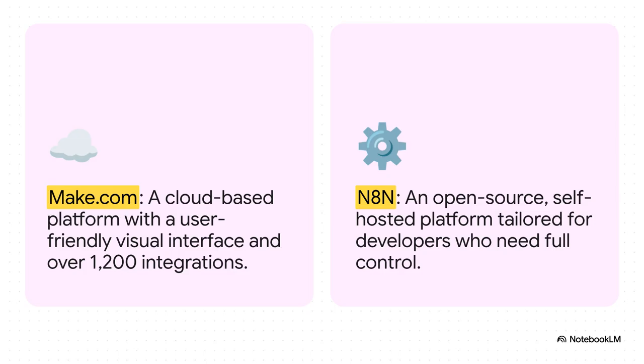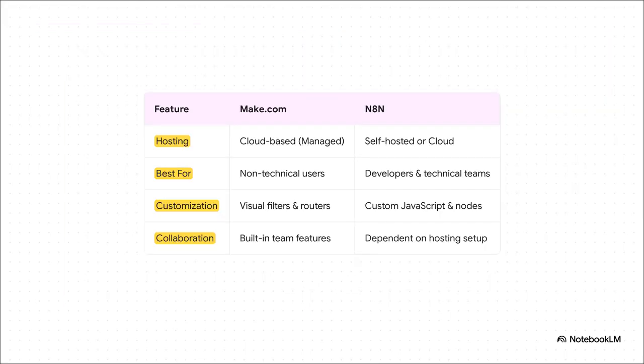N8N, on the other hand, is open source. This means you can host it on your own servers, giving developers total control and the power to customize literally anything with code. Let's break down those key differences. When it comes to hosting, Make is fully managed for you in the cloud. N8N, you can host it yourself or use their cloud version. This makes Make just perfect for non-technical users and teams, while N8N is really a playground for developers.